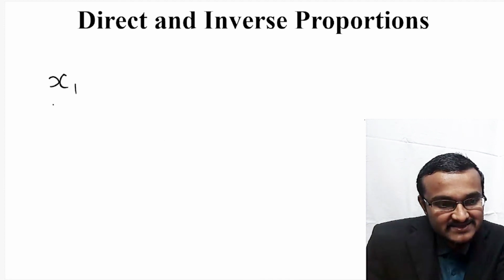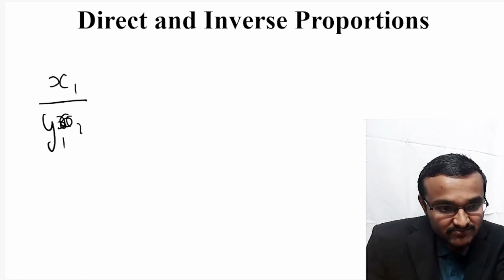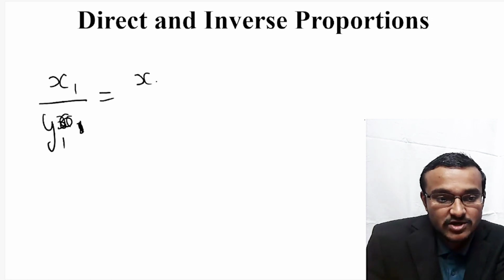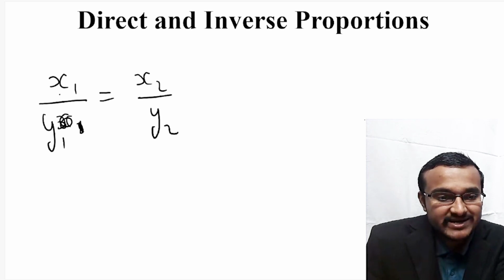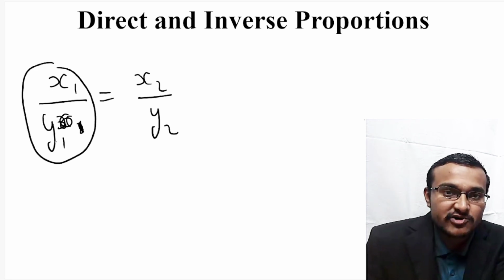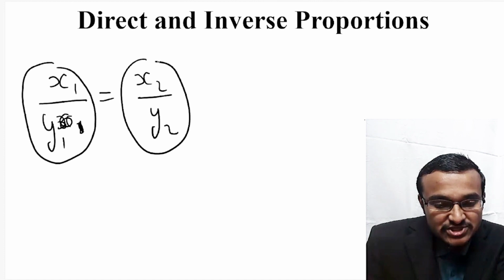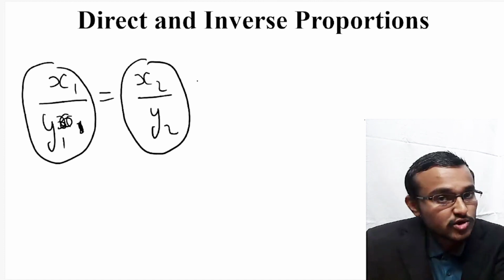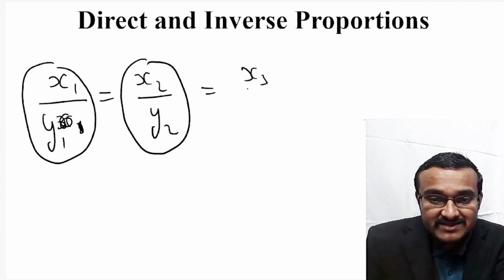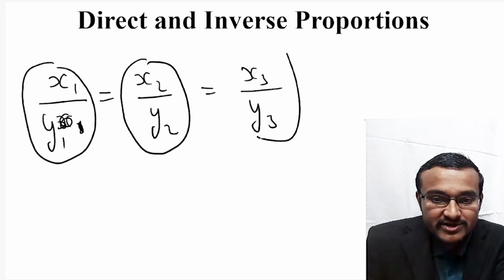We can clearly see that x1 by y1 is equal to x2 by y2, because when you did x1 by y1, you got 1 by 40. When you did x2 by y2, that time also you got 1 by 40. When you did x3 by y3, at that time also you got 1 by 40.